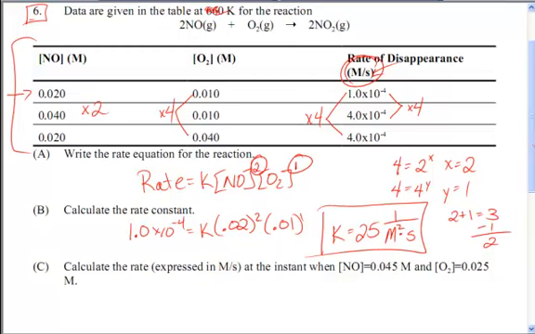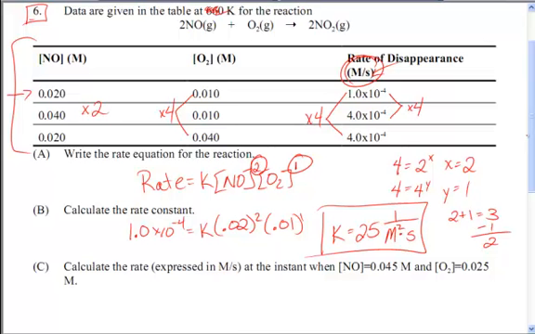And no matter what, now notice it says calculate the rate constant. It didn't actually say calculate the units either, but I always include units on K even if it doesn't tell me to. Now, it says C, calculate the rate expressed in molarities per second at the instant when NO is 0.045 and O2 is 0.025. Okay, so really this is just a complicated way of saying calculate the rate with these new numbers.